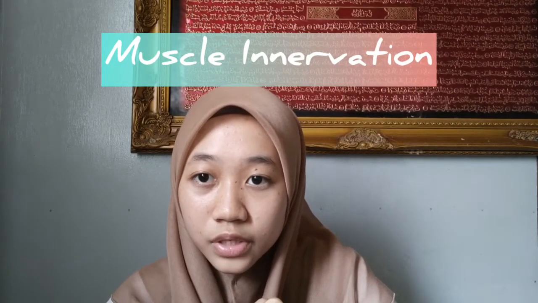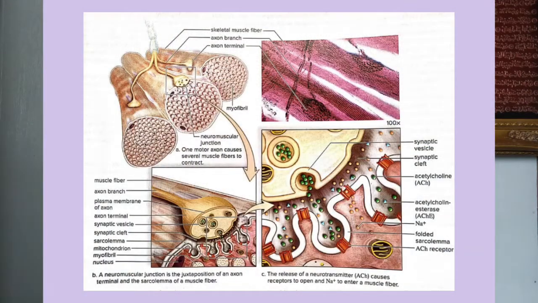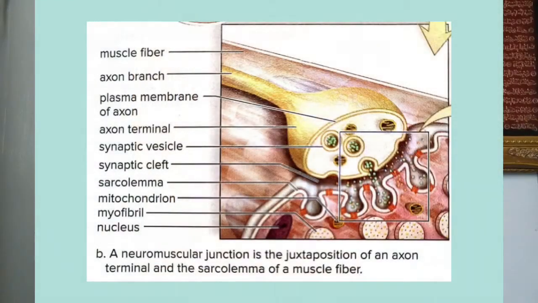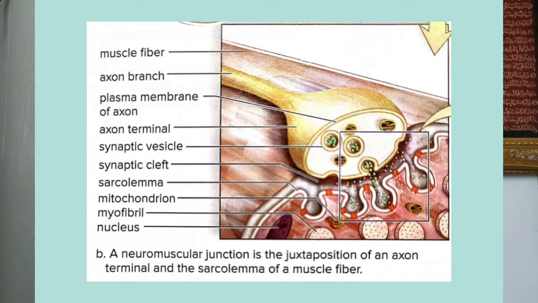Next, I'll explain about muscle innervation. So the whole region is called the neuromuscular junction. First, the muscles are stimulated to contract by the motor nerve fiber that have several branches ending in axon terminal. They also have a small gap called synaptic cleft that separate the axon terminal from the sarcolemma. At the axon terminal, we have synaptic vesicle that is filled with neurotransmitter acetylcholine or ACH.